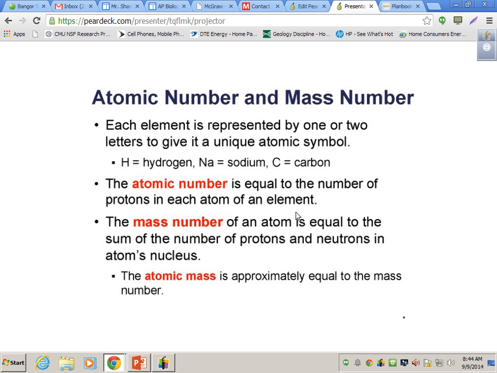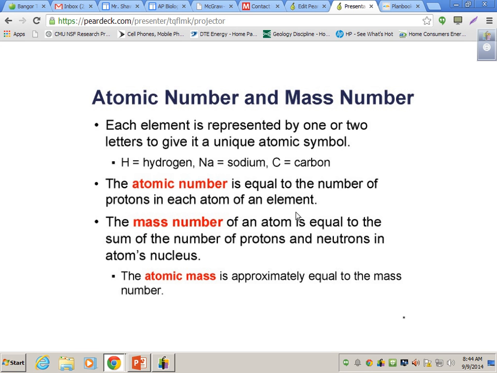So the atomic number is going to be equal to the number of protons. We talked about that. And if you know the protons, you know the electrons, right? Because P equals E. Okay? Positive equals negative. And the mass number of an atom is equal to the number of protons and neutrons in an atom's nucleus. Now, if I know the mass number and I know the number of protons, because it's on the periodic table, can I configure the number of neutrons then? Yeah, basic subtraction, right?